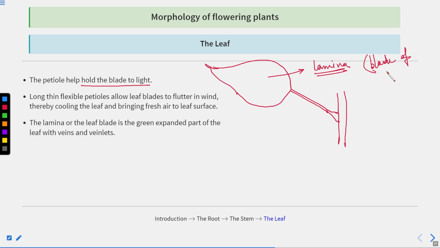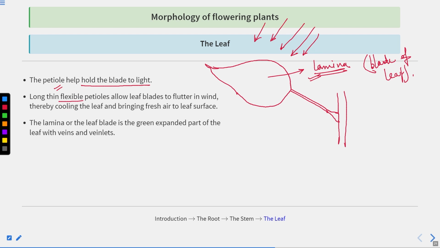So the petiole holds this lamina part. This blade of the leaf is held by the petiolar region, and it receives the light. This part is a flattened structure so that it can receive the maximum amount of light.